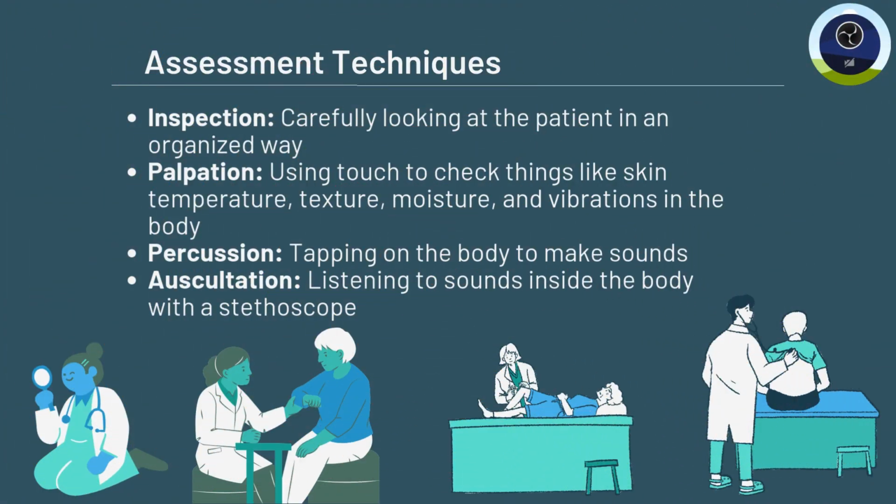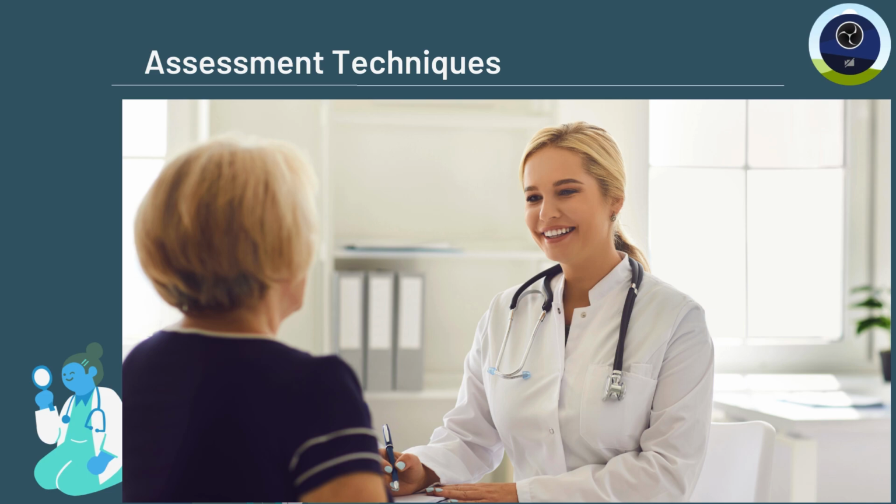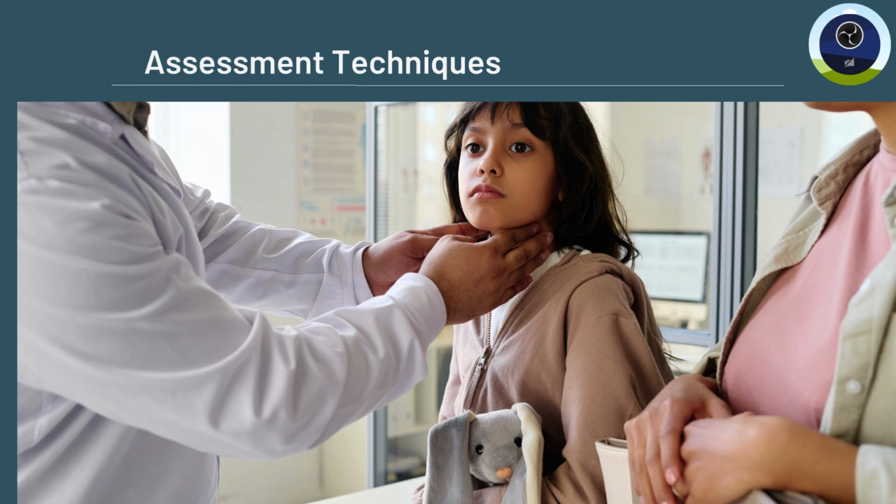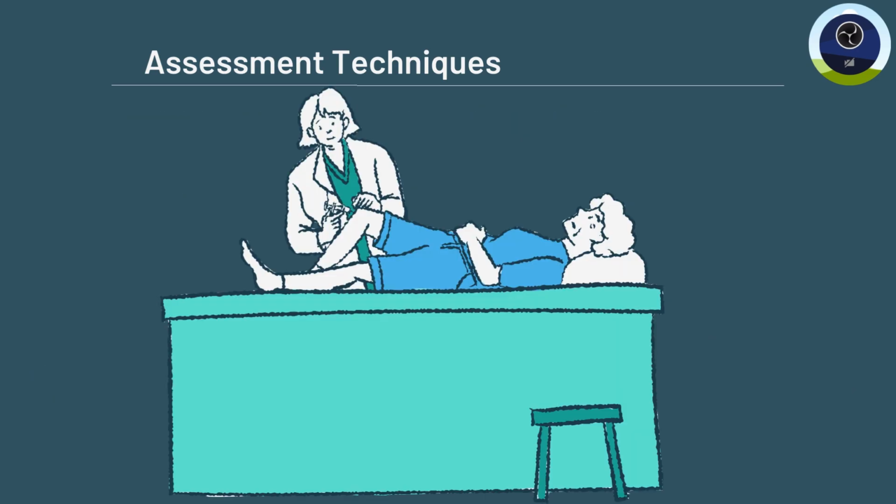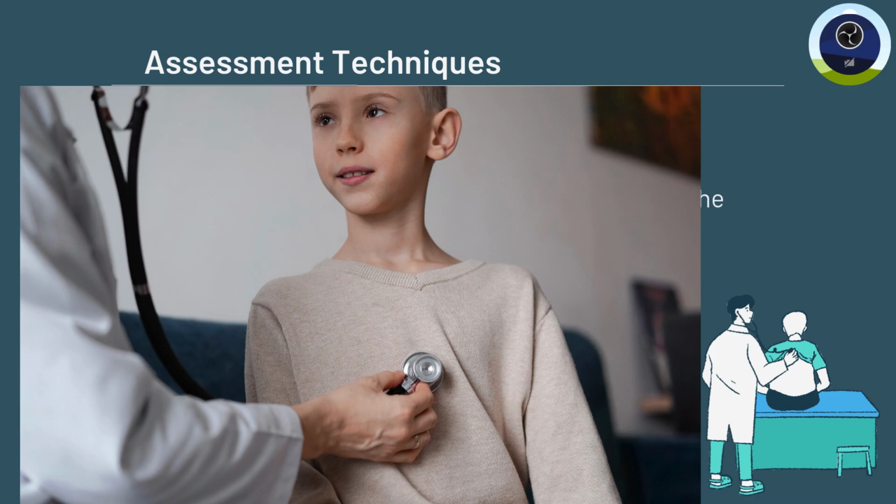Okay, listen. There are four main assessment techniques that you have to be familiar with. The first one being inspection. This is the very first thing that you're going to do anyway, which involves you carefully looking at the patient in an organized way. Palpation is another assessment technique which involves you touching the patient to check on things like the skin temperature, texture of the skin, moisture, vibrations in the body. Percussion is another assessment technique that you have to be familiar with, which involves you tapping on the body to make sounds. Auscultation involves you listening to the sounds inside of the body with equipment like a stethoscope or a Doppler.